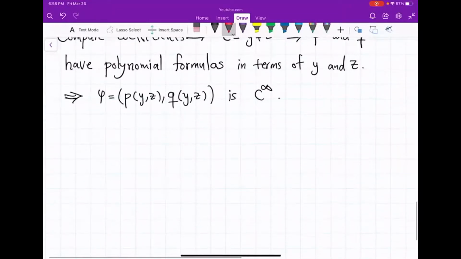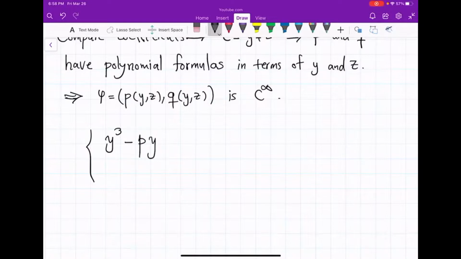Now let's go to the main and last part, which is showing that the derivative of phi has full rank. So again, the explicit formulas, interestingly, aren't helpful here. What is helpful is the following. I know that y is a root. So this y cubed minus py plus q equals 0. And z is also a root. z cubed minus pz plus q is 0.